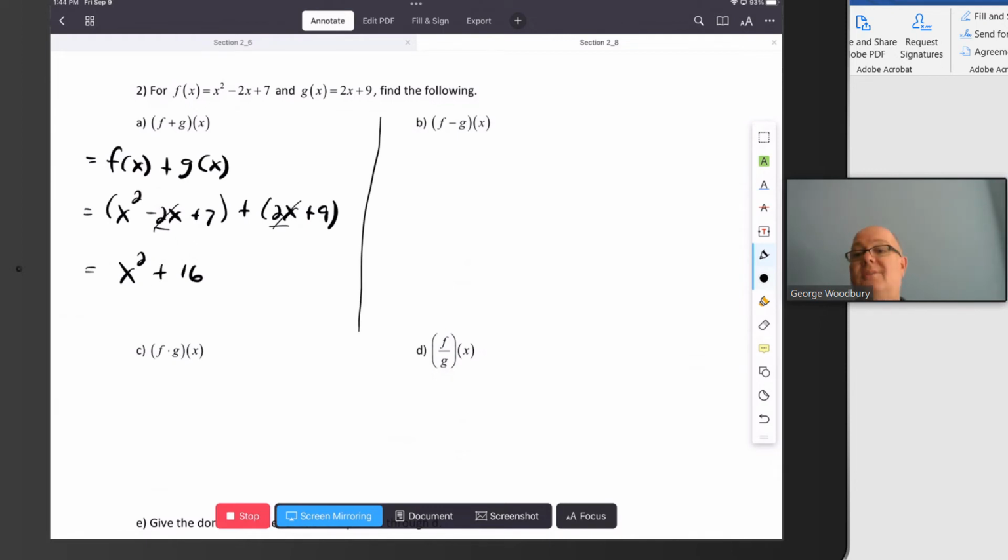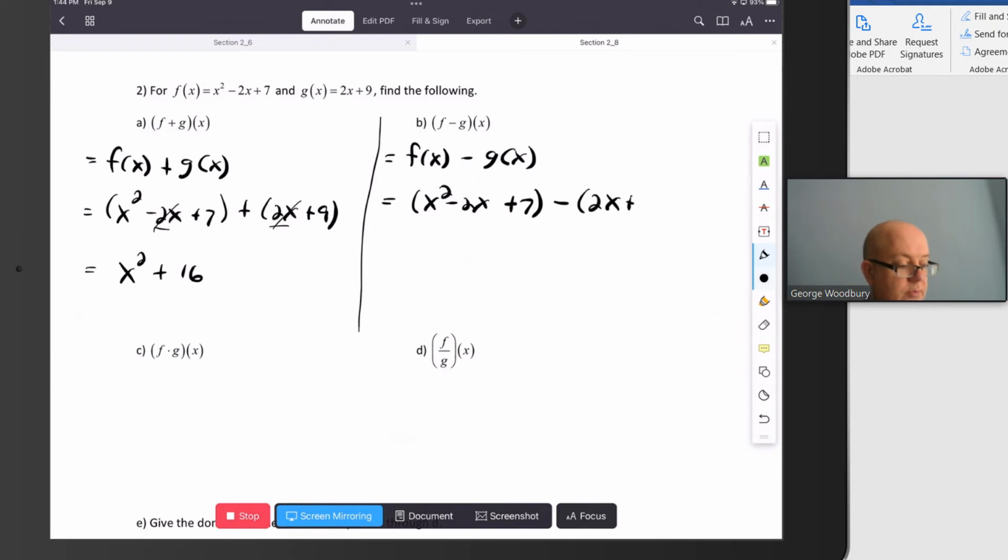For part B, it's the same problem, except we're going to subtract. F of x minus g of x equals x squared minus 2x plus 7 minus the quantity 2x plus 9. And again, those formulas are just coming from above. That's what f of x and g of x were defined to be.